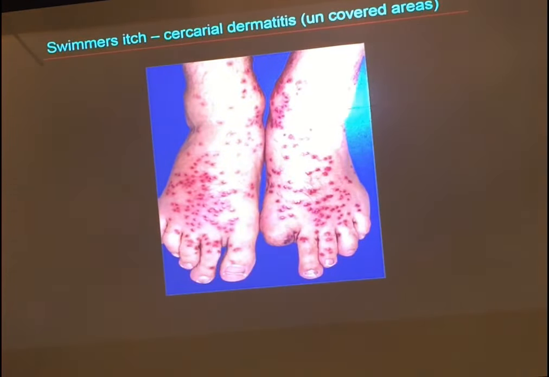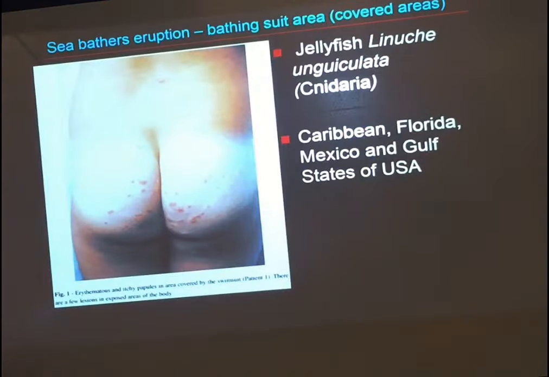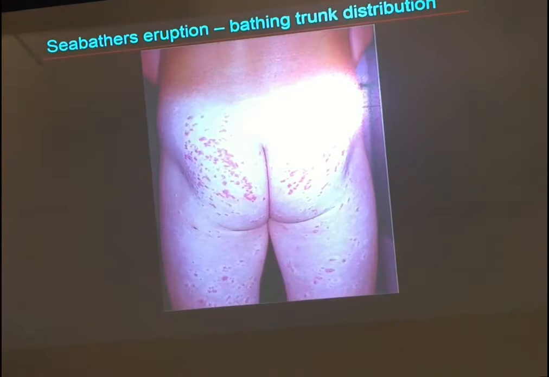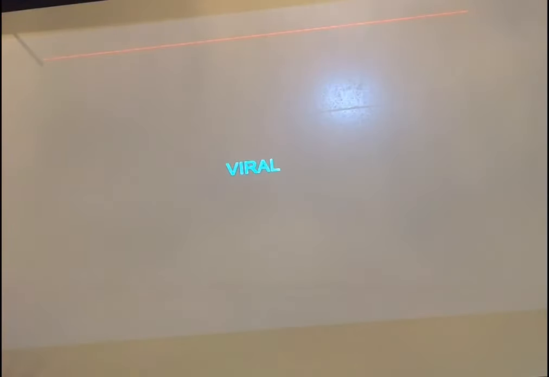So that's swimmer's itch: swimmer's itch, cercarial dermatitis, exposed areas. Why do I say this? Because as opposed to sea bather's eruption, which is caused by swimming in the Caribbean, Florida, Gulf of Mexico, sea bather's eruption actually happens under the swimsuit. And this is caused by jellyfish larvae. This is something you'll see in people coming back from these tropical areas. This is again treated by topical steroids. So sea bather's eruption, covered areas; cercarial dermatitis or swimmer's itch, exposed areas. The treatment is the same.